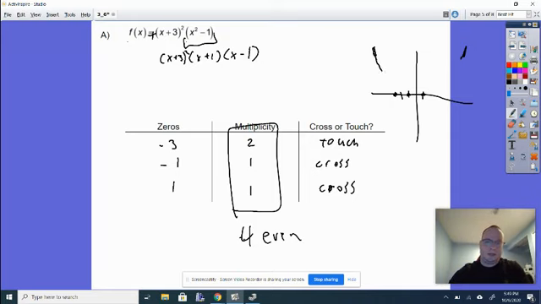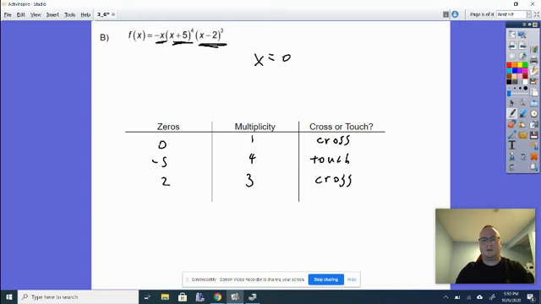So I come down to -3, and -3 tells me I'm going to touch. So I need to go back up. -1, I'm going to cross. And then +1, I'm going to cross. Okay, so here's my sketches. Again, this is your sketches. They don't need to be perfect.